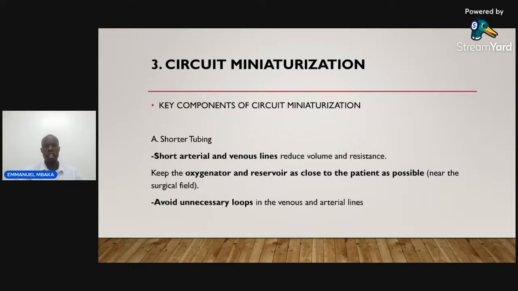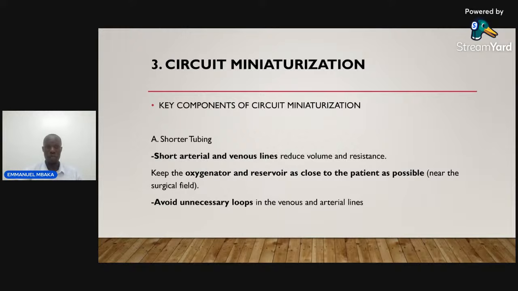So let's talk about circuit miniaturization. It's very important in pediatric CPB to reduce the size and the priming volume of the extracorporeal circuit to match the small blood volume and fragile physiology of the infants and neonates. A large, high-volume circuit can cause hemodilution, low hematocrits, increased transfusion needs, and an inflammatory response which will worsen postoperative outcomes. So the key components of circuit miniaturization, as a perfusionist, you need to work on your tubing.